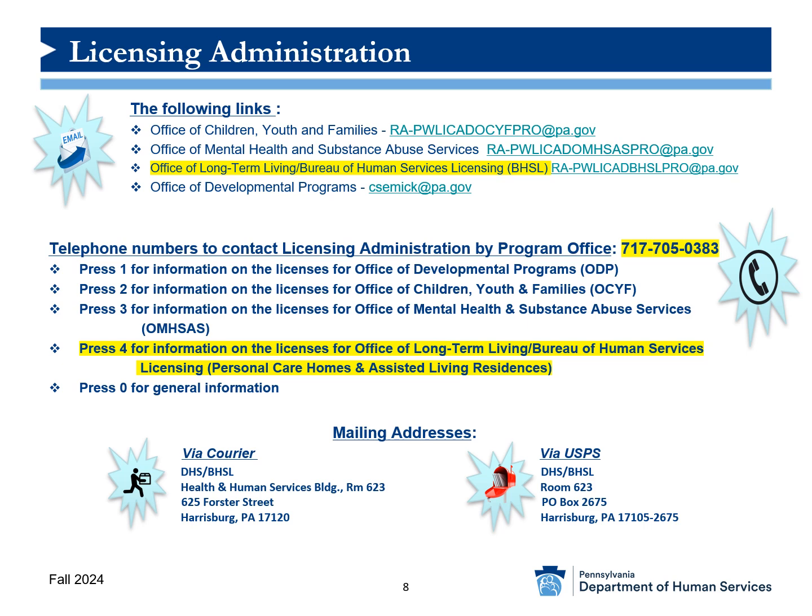This last screen is contact information for the Office of Long-Term Living, the Bureau of Human Services Licensing, which manages your application as well as your certificates of compliance. Since you made an electronic payment, you may email your renewal application and the Civil Rights Compliance Renewal Form, or the HS 2125, to this email address.